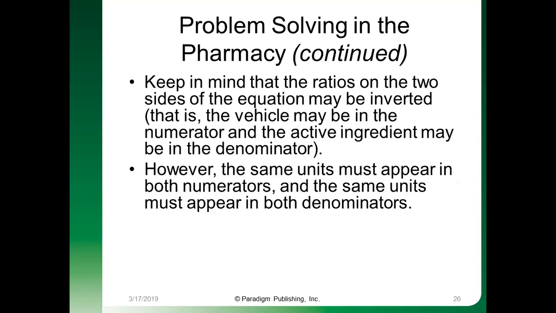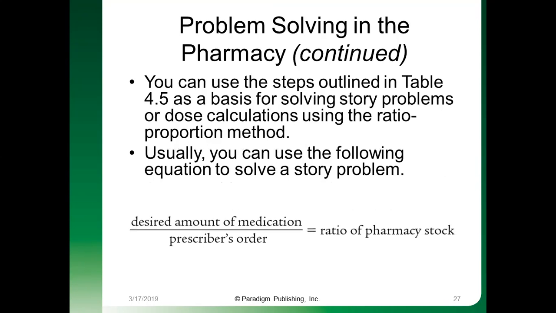So keep in mind that the ratios on the two sides of the equation may be inverted. That is, the vehicle may be in the numerator and the active ingredient may be in the denominator. However, the same units must appear in both numerators and the same units must appear in both denominators. So that's our ratios and proportions.